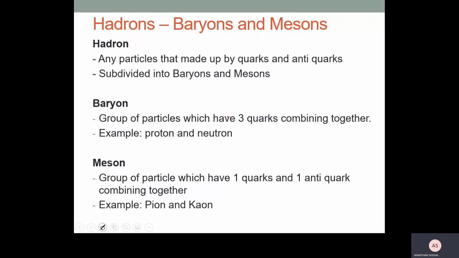The baryon also can be 3 antiquarks. It can be 3 quarks, can be 3 antiquarks. Baryon, no mixture. 1 quark, 2 antiquarks never happens. Either 3 quarks or 3 antiquarks for baryon. For meson, 1 quark, 1 antiquark. No 2 quarks for meson.